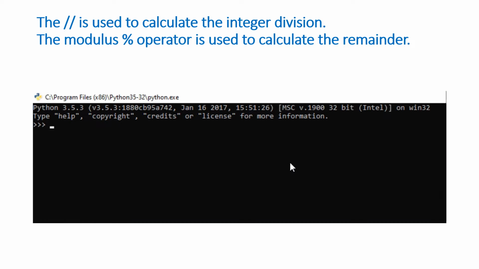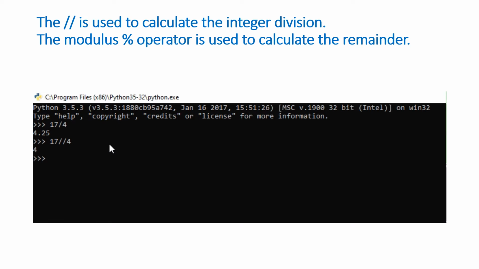Next, we are going to learn how to calculate integer division and remainder. For example, 17 divided by 4. Enter. The answer is 4.25. Next, I shall type 17 slash slash 4. Take note that I use a double slash here, which represents integer division. I press enter and the answer is 4.